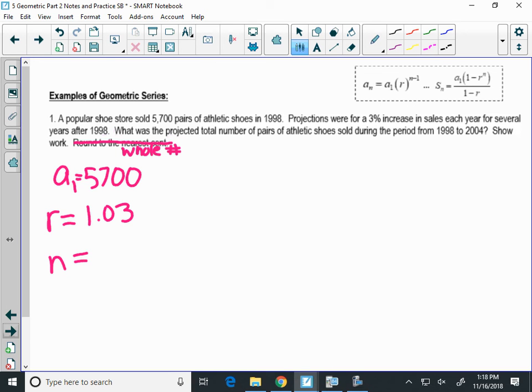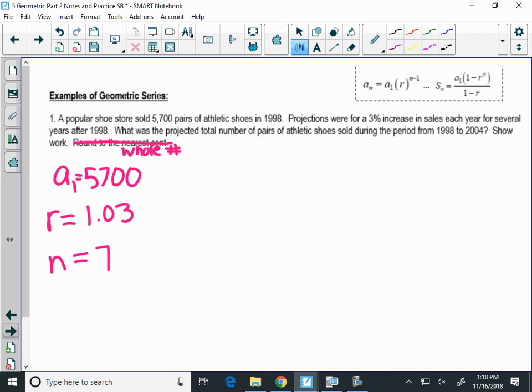So we need to figure out our N. It's going to be 6. So if you count, we have 98, 99, 2000, 2001, 2, 3, and 4. So I think it's actually going to be 7. Let's count that again. 98, 99, 2000, 1, 2, 3, 4. Yeah, 7. Got to include 1998. So make sure you count on your fingers or something. You're including 1998. If you add them all up, then you have 7 total years.